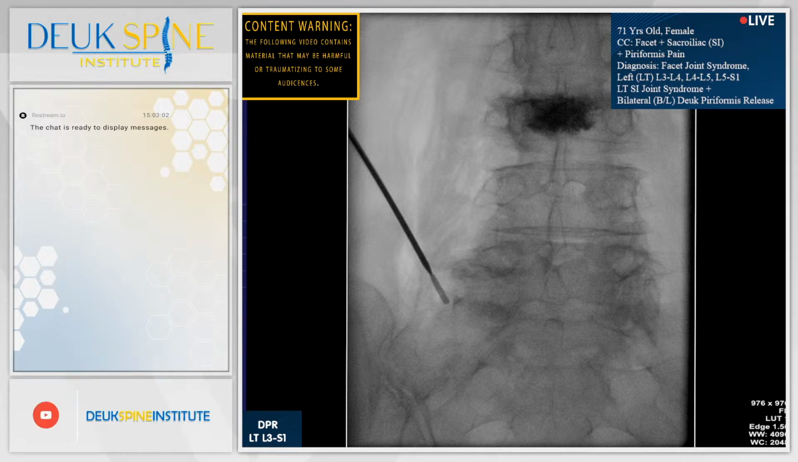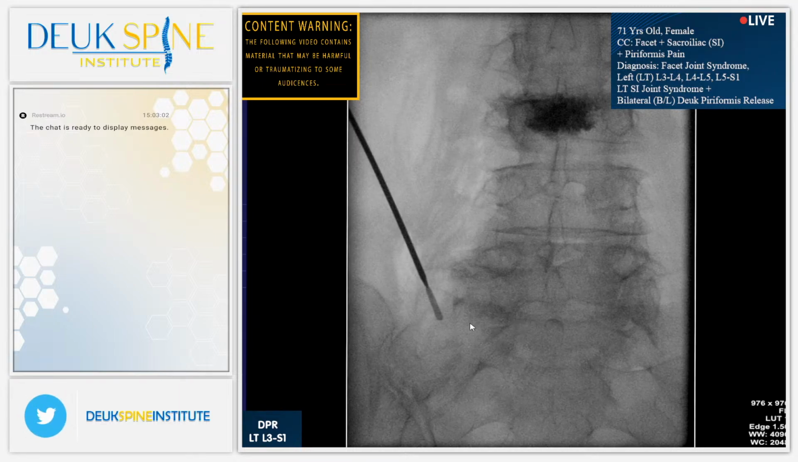See how arthritic that facet is, folks? Yes, we do. Oh, it's bigger than that. Show the whole thing. Nope. Yes. That's it. Humongous.